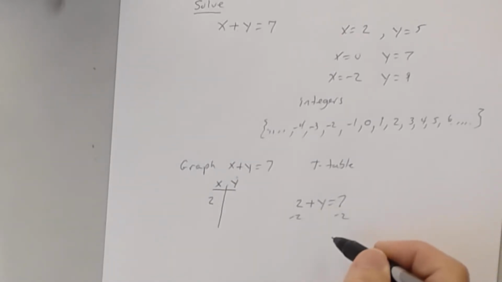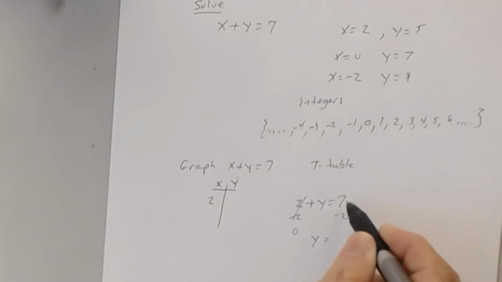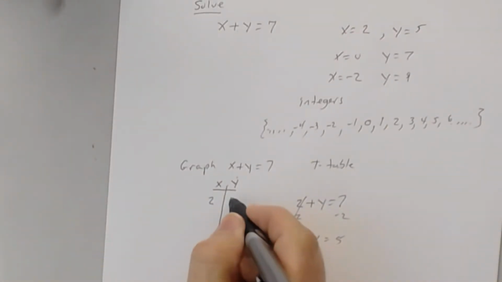So subtract 2 from both sides. Then combine like terms. 2 subtract 2 is 0. 0 plus y is y equal. 7 minus 2 is 5. So that's what we're going to be doing when we go through this. So if x is 2, what's my y value? 5.